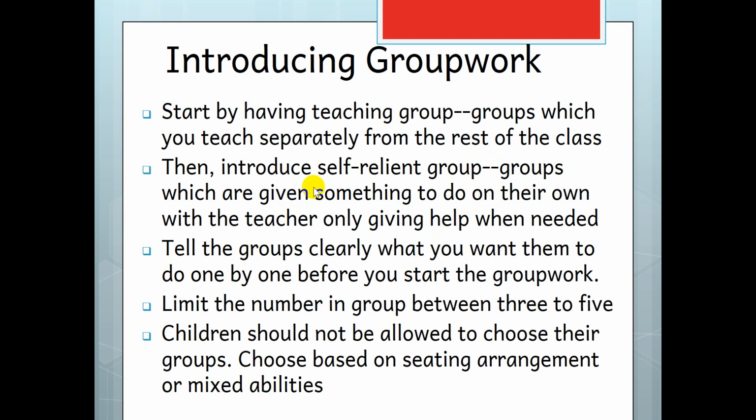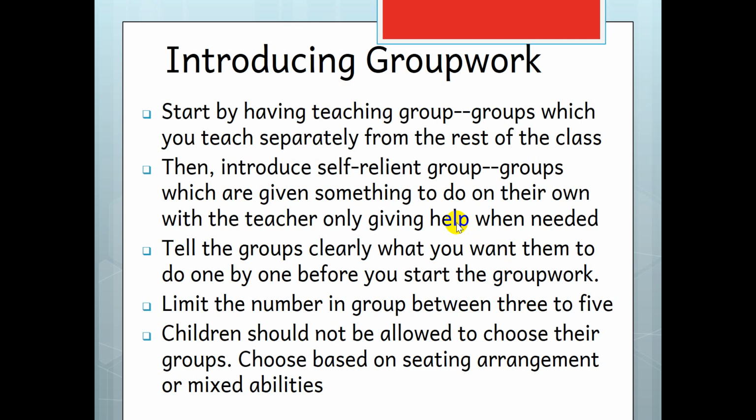Okay, for this self-reliant group, we just tell the groups what you want them to do, one by one, before you start the group. But you can also combine. In the group there can be a slow learner, a fast learner, and then the average. It's okay. You can manage the group work based on the situation needed.